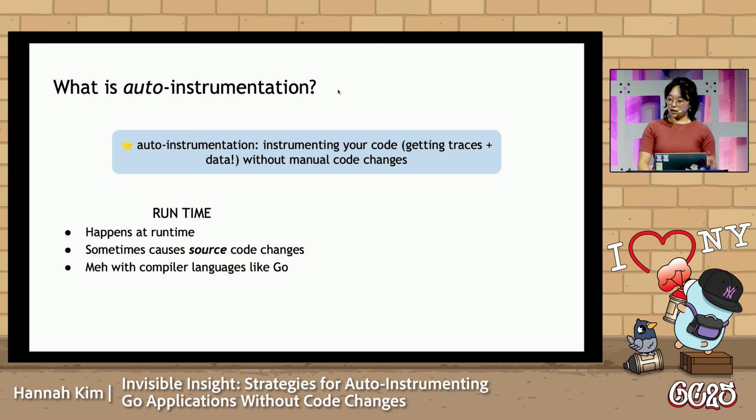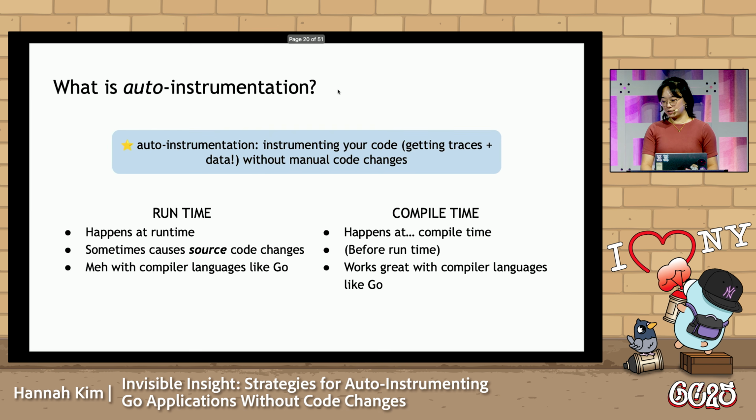Okay, so then the other approach is called compile time instrumentation, which happens at compile time. And unlike runtime instrumentation, this will never require us to make source code changes, which means that it works all the time with Go. Now, just because runtime will sometimes require source code changes doesn't mean that every single approach will. And we're going to go over a few examples of both runtime and compile time.